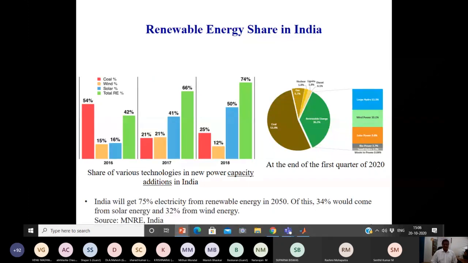As I mentioned, solar energy is boosting every year. I am comparing 3 years here, 2016, 17 and 18. Out of these 3 years, I am focusing only on energy. See the blue color, 2016. This is the share of various technologies in new power capacity additions in India. 16% share is from the new solar technologies. In 2017 it is 41% share, and in 2018 the share of solar energy increased to 50% out of the other coal, wind and total renewable energy systems.